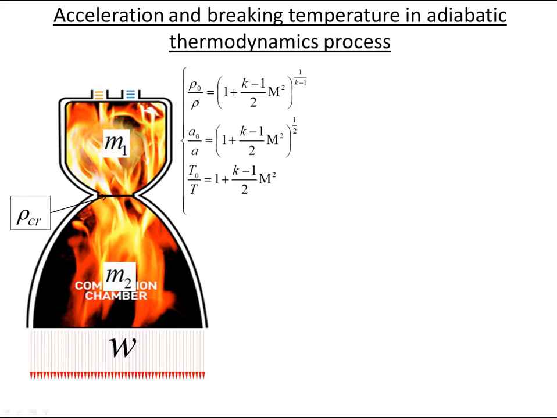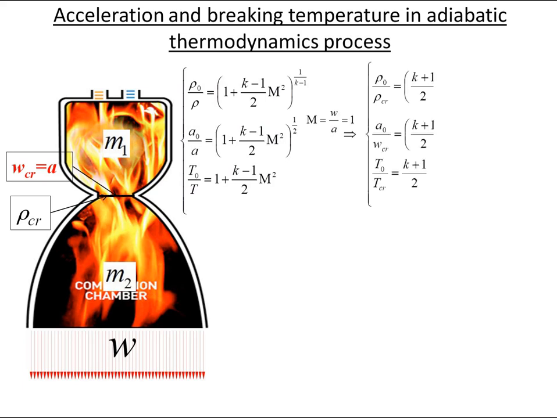The critical velocity and critical density are when the burning fuel gases' velocity at the entrance to the Laval nozzle is equal to the speed of sound. It also means the Mach number equals 1. And we get a new equation system in terms of critical values. From the uniform flow equation, we express the areas ratio equation.